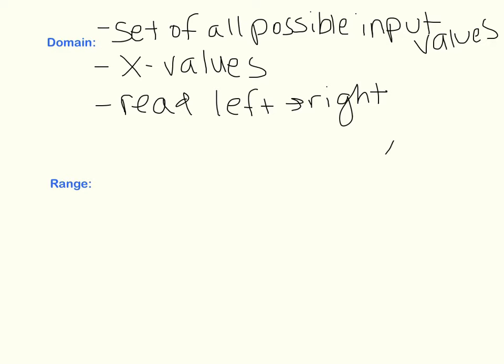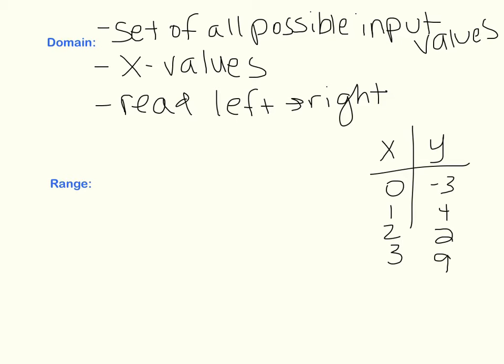Okay, so just reviewing, if you had a data set, then your domain for this set of values would be all of the x's, 0, 1, 2, 3. Those would be your domain because these are the input values, they are x values.